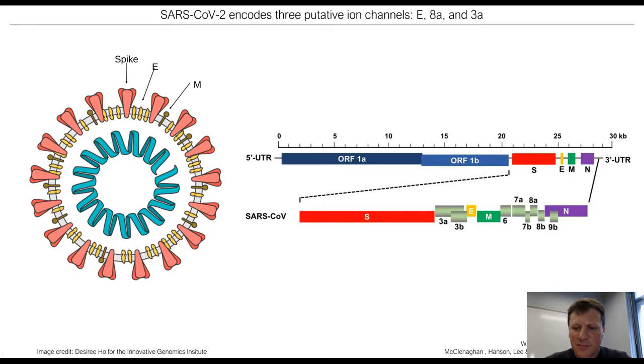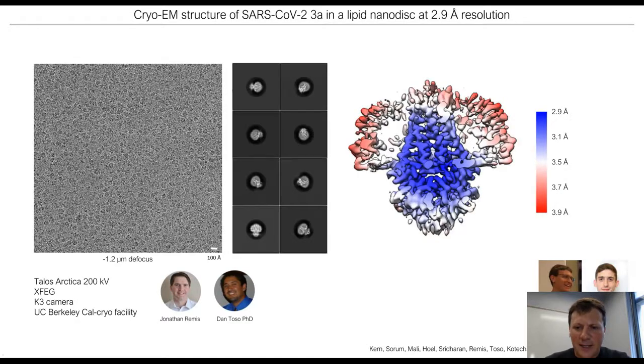And so this is a very small protein at 31 kilodaltons as a monomer, and so was a challenging target for cryo-EM. But a fantastic postdoc in my lab, David Kern, was able to, in just a few short months, develop an expression purification system, reconstitute dimeric 3A into lipid nanodiscs, and on instrumentation here at UC Berkeley, collect data and determine the structure of this protein to 2.9 angstrom resolution. And the local resolution of the final map is shown on the right of the slide here.